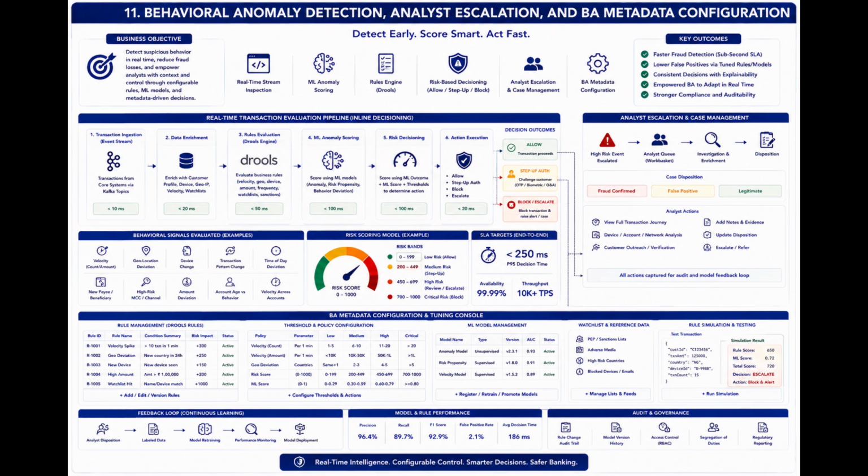Technically, these incoming data streams are cross-referenced against an inline business rules engine like Drools, combined with specialized machine learning scoring models that calculate anomaly probabilities on the fly. A business analyst plays a critical role here by directly defining, adjusting, and tuning these safety thresholds via metadata configuration tables, empowering the system to execute complex fraud scoring and either clear or block an incoming API request within a strict, sub-second service level agreement, SLA.